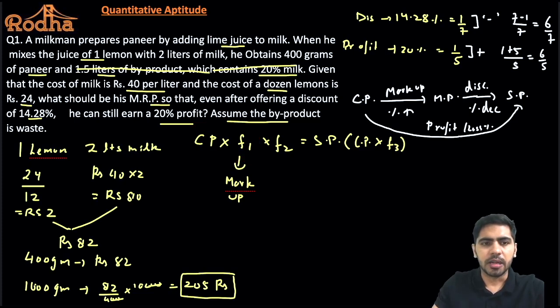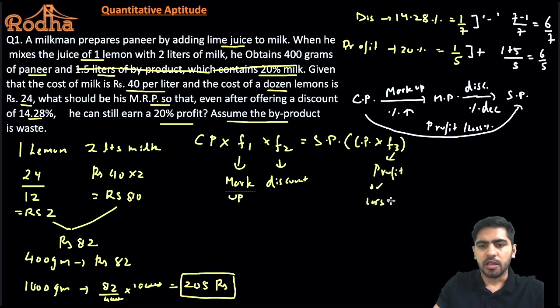Then F2 is my multiplying factor due to discount, and F3 will be my multiplying factor due to the profit or loss percentage, right? Now, remember here one thing: because F1 is my multiplying factor due to markup, and markup is always a percentage increase, so in the multiplying factor of F1, your numerator should always be greater than the denominator, right? Because it's a percentage increase.